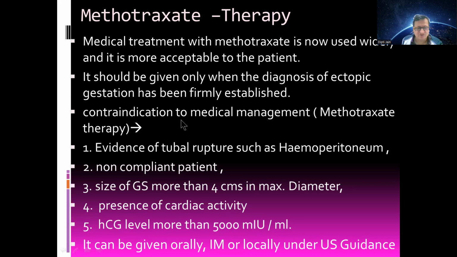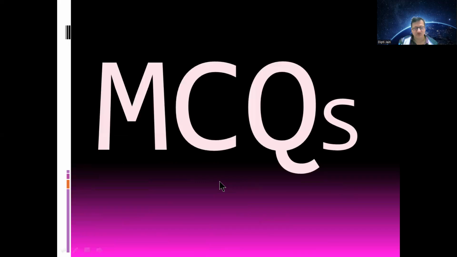What are the contraindications to medical methotrexate therapy? Evidence of tubal rupture such as hemoperitoneum is a contraindication. Also if the patient is non-compliant, the size of the gestational sac is more than 4 centimeters in maximum diameter, there is cardiac activity, or the hCG level is more than 5,000 milli-international units per ml, then you should not try methotrexate therapy. Now some multiple choice questions on ectopic pregnancy.